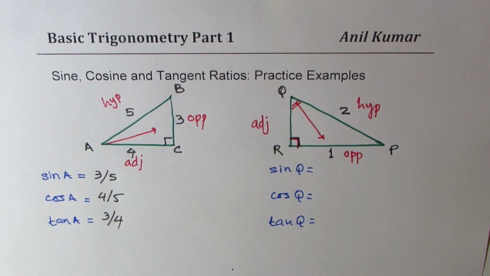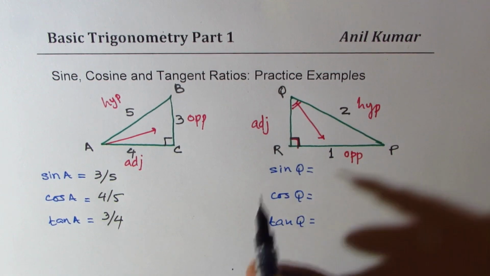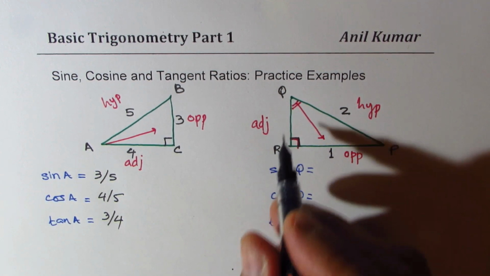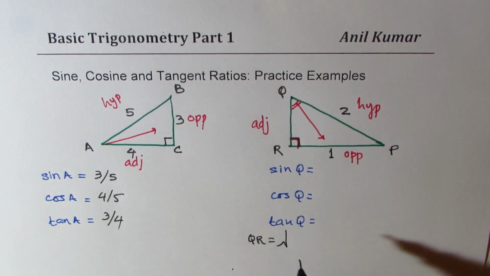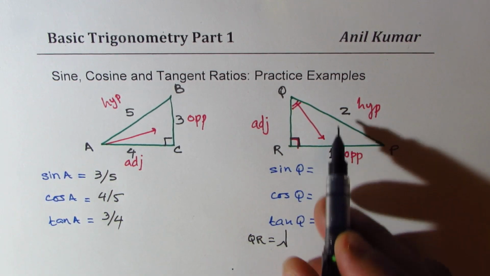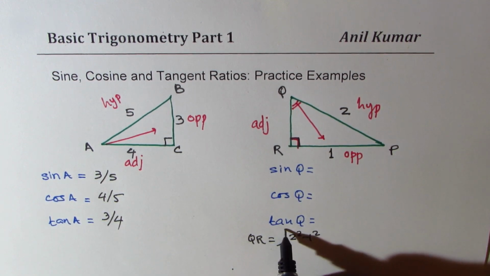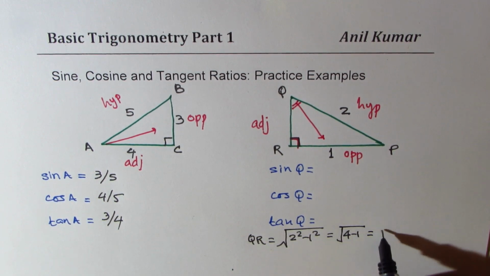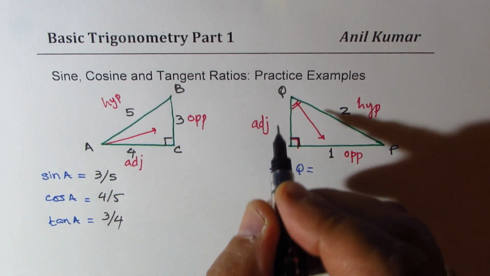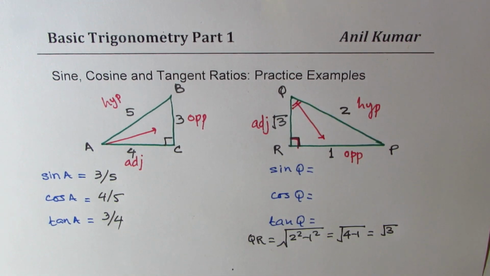You understand now. Perfect. Now in this particular case, we don't know the third side. So let's find it. You could use the Pythagorean theorem to find the third side, which is QR, and that has to be the square root of the difference of squares, since it is smaller. 2 square minus 1 square. Perfect. Which is the square root of 4 minus 1, which is square root of 3. So here we get square root of 3 as the side length.